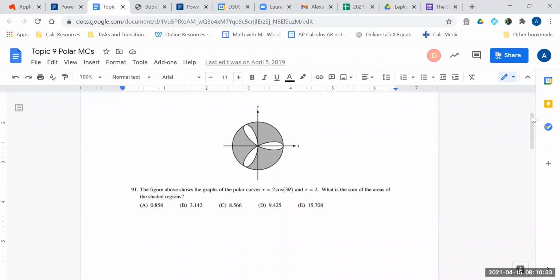91 is a calculator active question. We have r equals 2 cosine of 3 theta and r equals 2. R equals 2 is the circle. And what we're looking for is the area that is inside the circle, but outside of the polar curve 2 cosine of 3 theta. That's one way to think about it. Another way is we want the circle minus the 2 cosine of 3 theta.